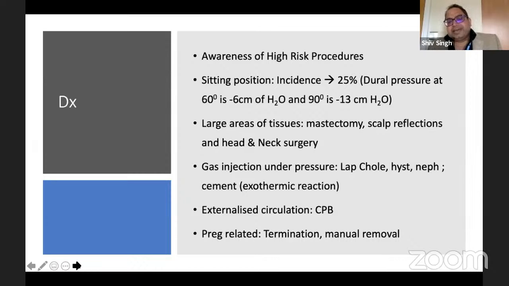Okay. Then it can happen in pregnancy, especially in termination of pregnancies, where the sinuses can be open, or manual removal of placenta.